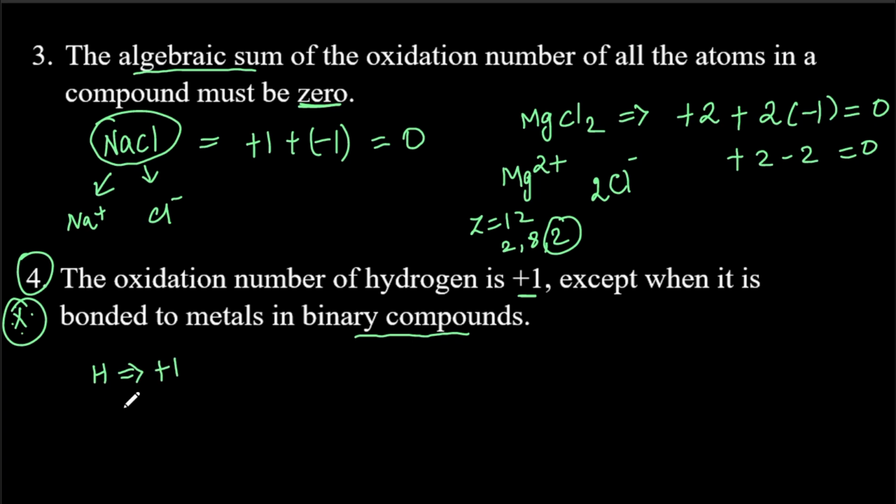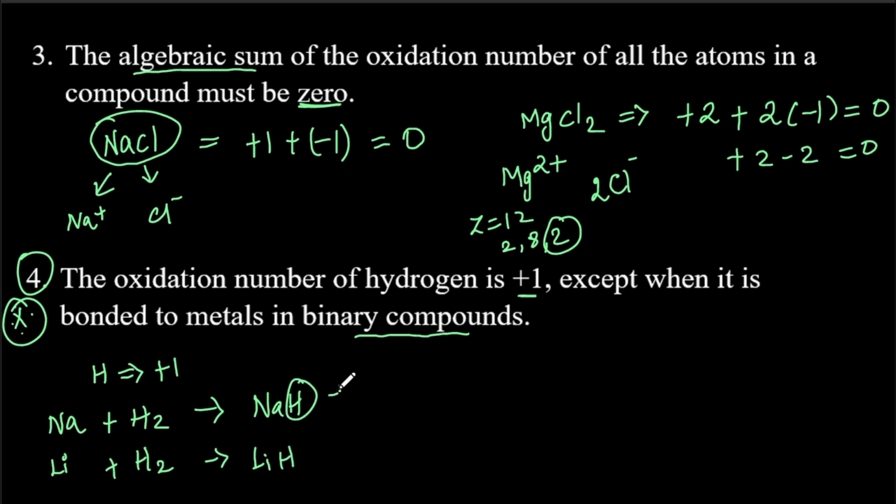But when hydrogen is bonded to a more electropositive element like sodium, potassium, lithium, in this case it forms binary compounds with these electropositive metals. So in that case, hydrogen will have the oxidation number of minus 1. Only in these compounds with sodium, lithium, potassium, only when it is bonded to a more electropositive metal, hydrogen will have the oxidation number of minus 1. Otherwise, it will have the oxidation number of plus 1. So I hope you understood this.